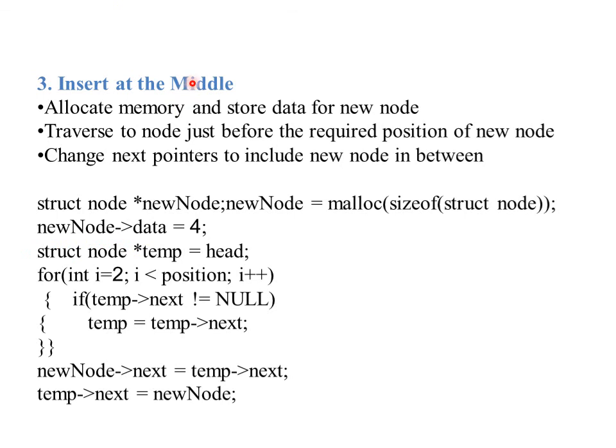Next, if I want to insert in the middle, what should I do? Allocate the memory and store the data for the new node, travel to the node just before the required position of the new node, and change the next pointer to include the new node in between. Here you can see struct node, new node. I allocated memory; for temp I have taken and assigned it as head. Now int i equals 2, which is to identify the position temporarily. I am incrementing through all these nodes. New node's next equals temp's next, then temp's next equals the new node.